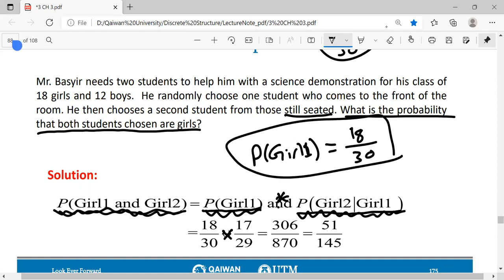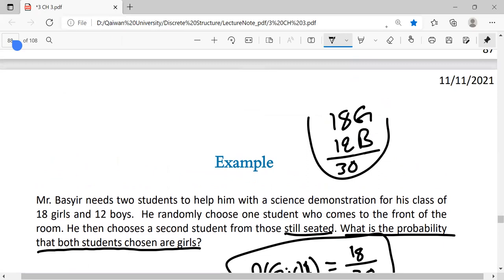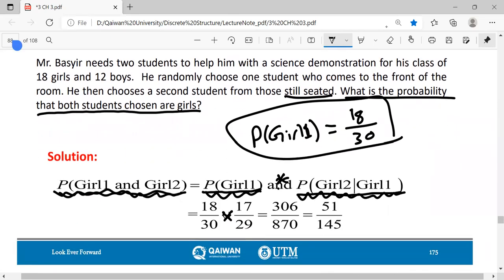This is done. And in the example, it says that the student who is chosen comes to the front of the class. So what are the remaining students? Look, we chose a girl, so it becomes 17, and the total number of students becomes 29. Now, for the second one, for choosing the second girl, we take it among 17 girls and 29 students. It's without returning the first student. So for the second one it is 17 over 29.